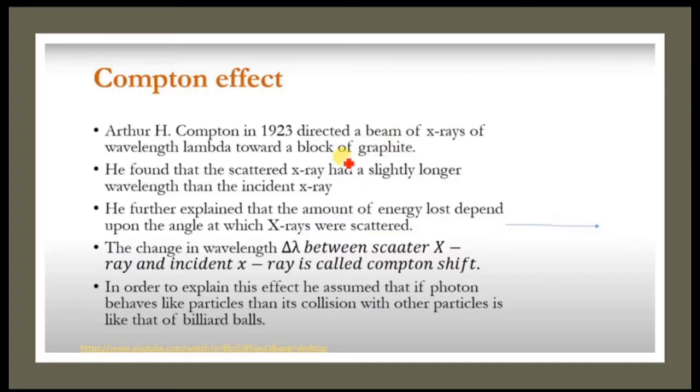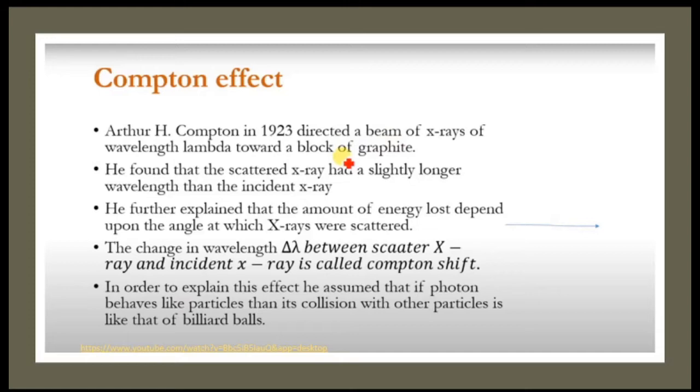So in 1923, scientist Arthur H. Compton directed a beam of X-rays of certain wavelength on a block of graphite. Now remember that graphite is nothing but a form of carbon. He studied the scattered X-rays and observed that the scattered X-rays consist of two parts.